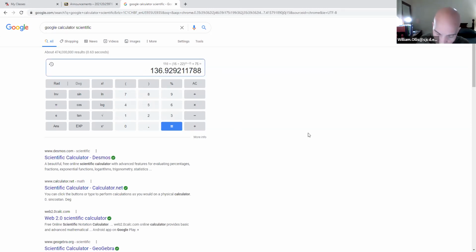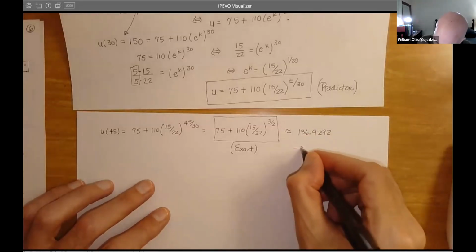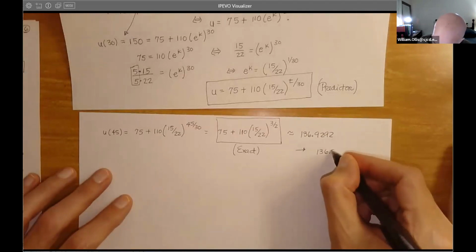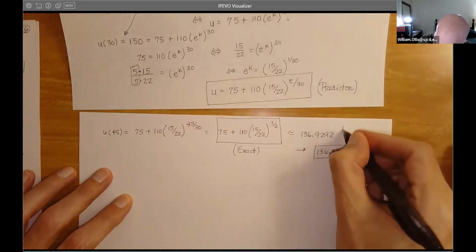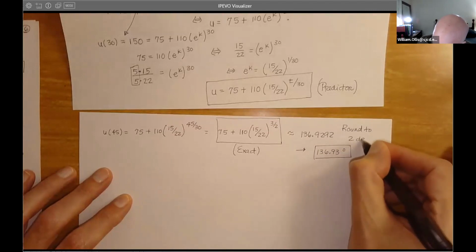I'll write this down. And in this case, I'll just say round to 2 decimals. So 136.9292. That'll be sufficient. So this will give us 136.93 degrees, if we round to 2 decimals.